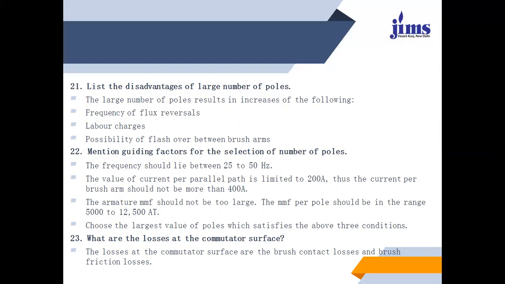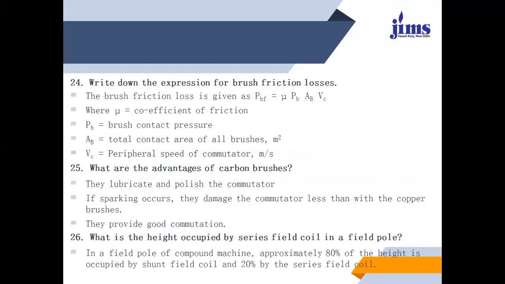What are the losses at the commutator surface? The losses at the commutator surface are the brush contact losses and brush friction losses. Write down the expression for brush friction losses. The brush friction loss is given by PBF equal to mu Pb Ab Vc, where mu is the coefficient of friction, Pb is the brush contact pressure, Ab is the total contact area of all brushes, and Vc is the peripheral speed of the commutator.